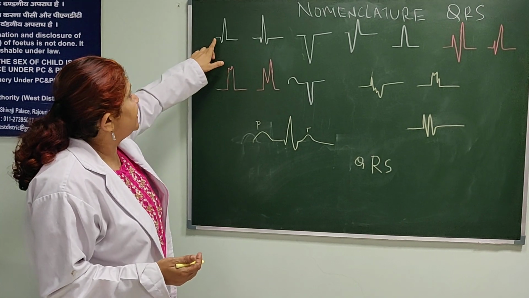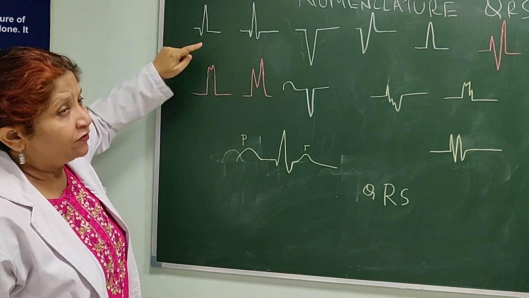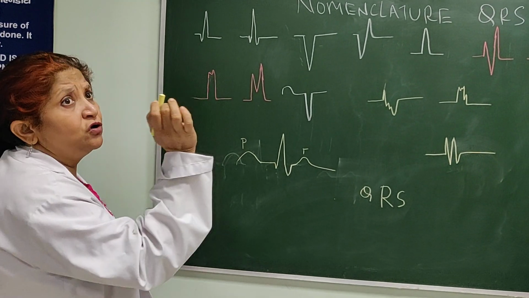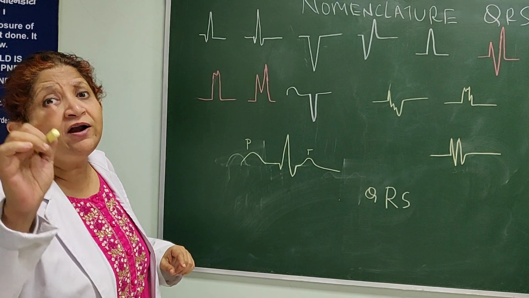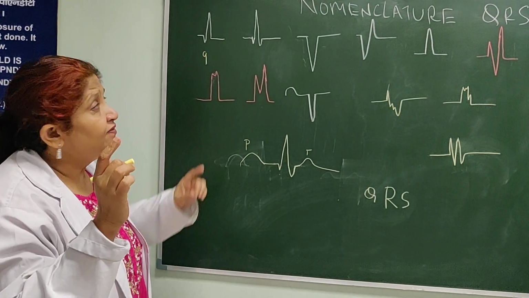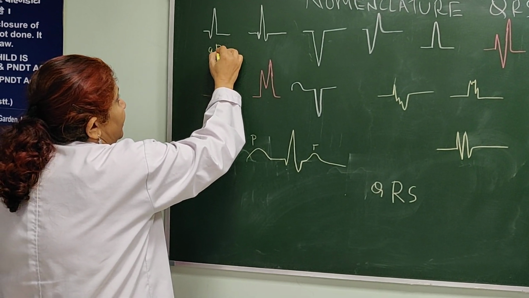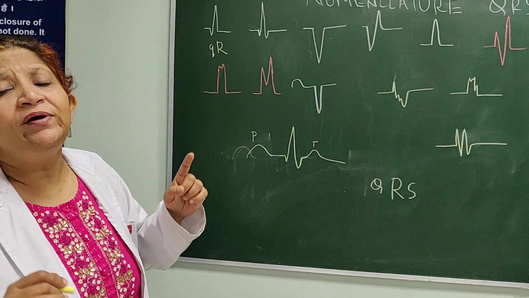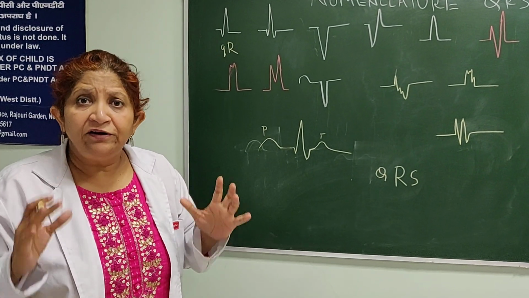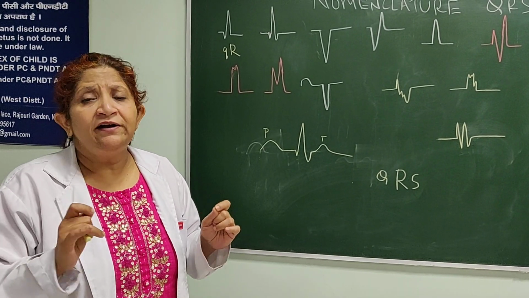Now you can see here is a small Q and a tall R wave, and there is no S wave. So we will denote the small wave by a small letter q, and then the tall R wave. So it is q and capital R. So this is how we name. If the wave is big, we will give it a capital letter name. If the wave is small, we will give it a small letter name.